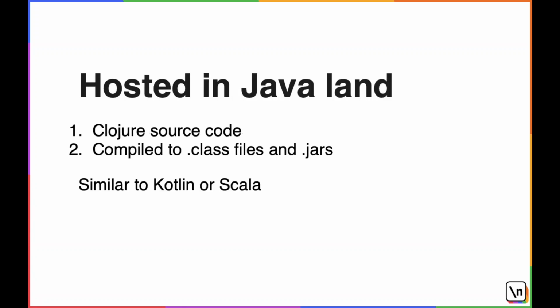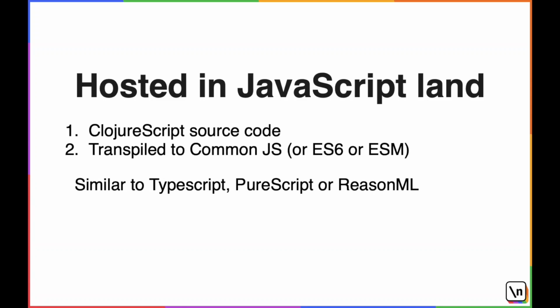Clojure is a hosted language. It targets the virtual machines of other languages. In Java land, Clojure source code is converted to .class files which can run on top of any JVM. In JavaScript land, Clojure is transpiled to CommonJS or ESM modules similar to PureScript or ReasonML.